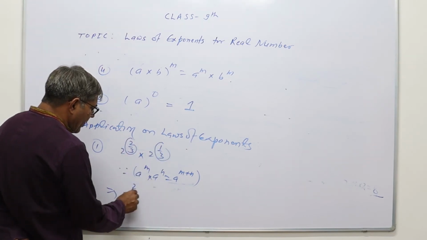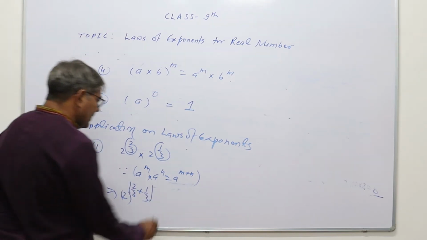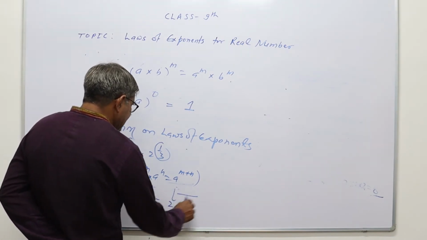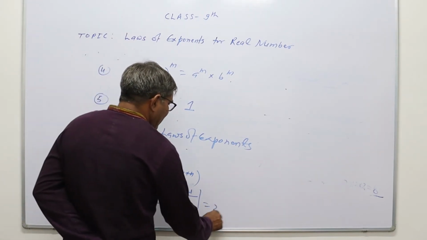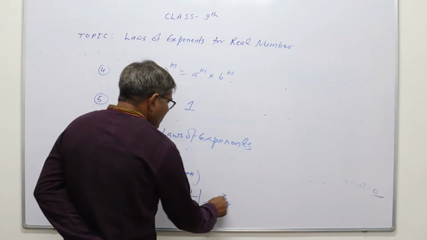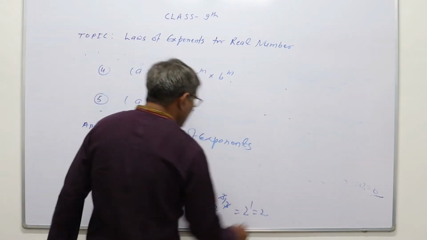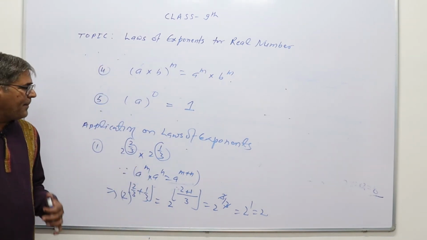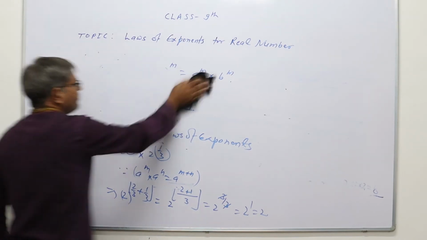So 2 raised to the power 2 by 3 plus 1 by 3, base is 2, exponent is 2 by 3 plus 1 by 3. It can be written as 2 raised to the power, taking LCM 3, so 2 plus 1, that is 2 raised to the power 3 upon 3. So this will cancel out, so 2 raised to the power 1, that is equal to 2. So in this way, when the bases are the same and powers are different, then powers will be added.